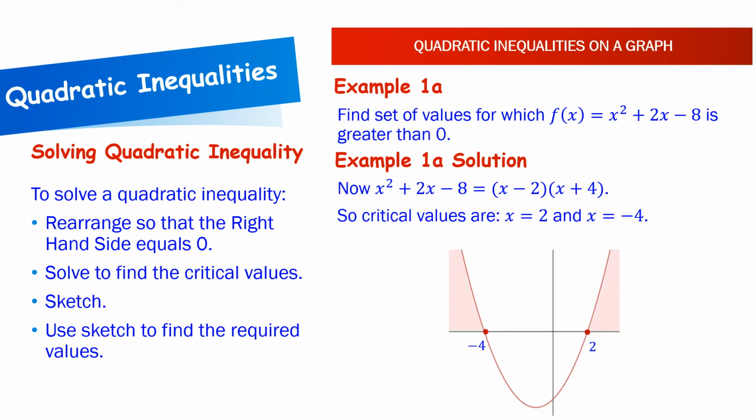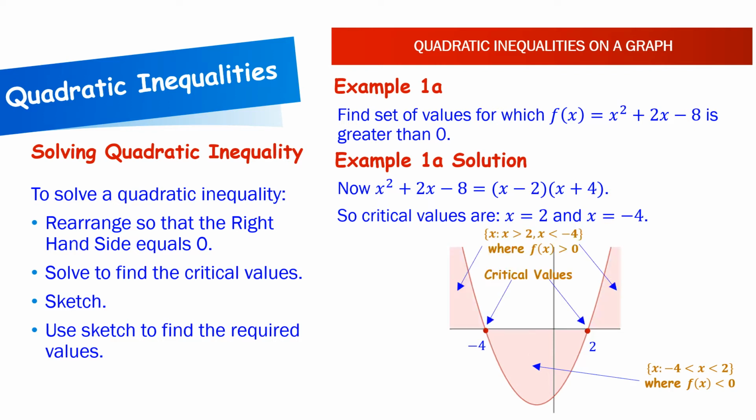Notice that the shaded region is the bit we're actually required to find. This is where the function f of x is greater than 0. And the values of x which satisfy this are x less than minus 4 or x greater than 2, as shown. Now we have actually solved the question. However, just for completeness, we'll go through other key points as well. The shaded region as shown is where f of x is less than 0. And here's a summary of the key points.